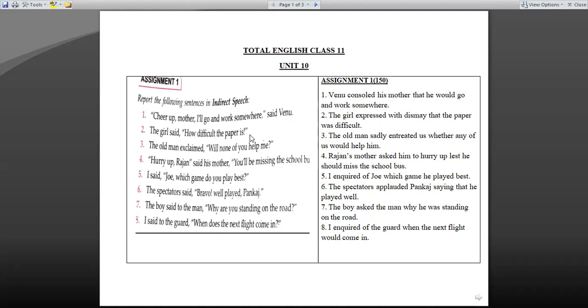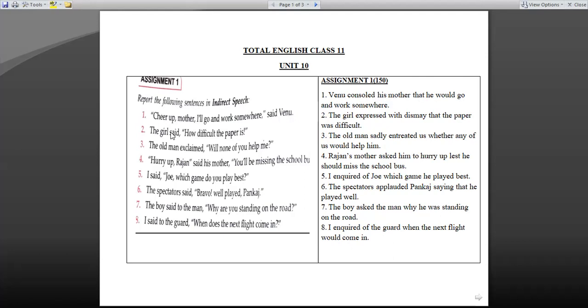Okay, so let's start with the exercise on page 150. That is assignment 1. Okay, so the first one, report the following sentences in indirect speech. The first one is, cheer up, mother, I'll go and work somewhere, said Venu. Answer is, Venu consoled his mother that he would go and work somewhere.